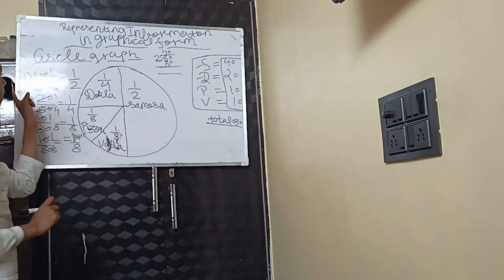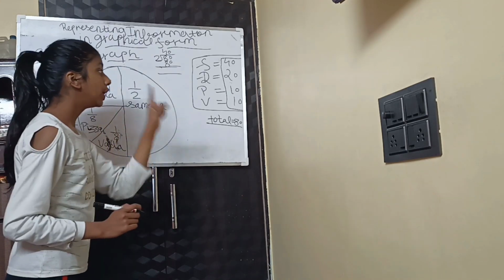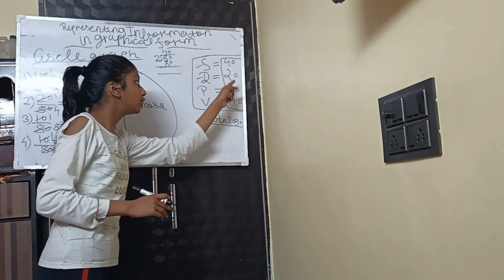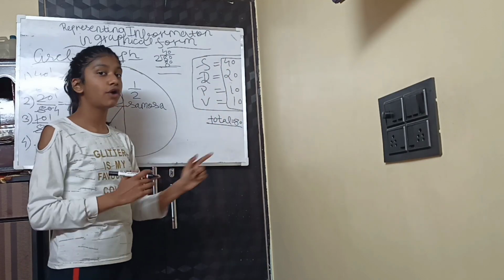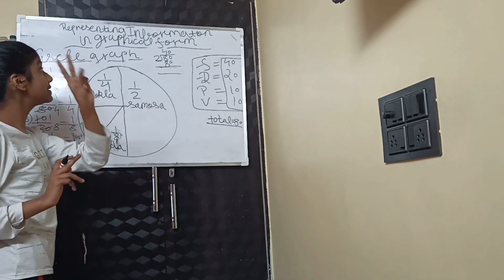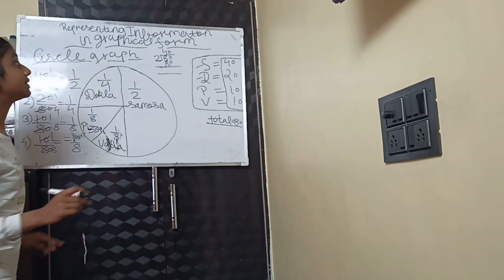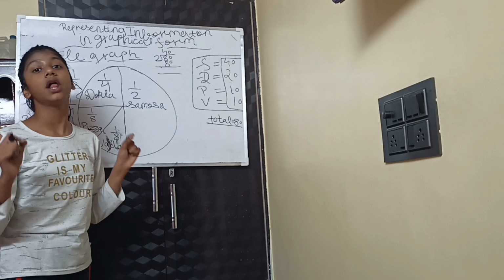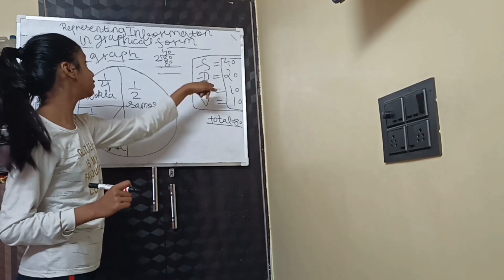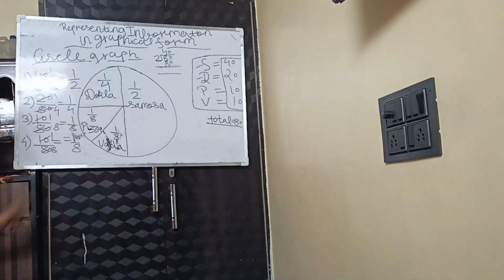Now, the first step is to calculate the total. When we total these numbers, we get the total of 80. So we have written the first step, and the first step is done. Now the second step. The second step is to take out the fraction of each number. First we take out 40 upon 80, then 20 upon 80, then 10 upon 80, then 10 upon 80.